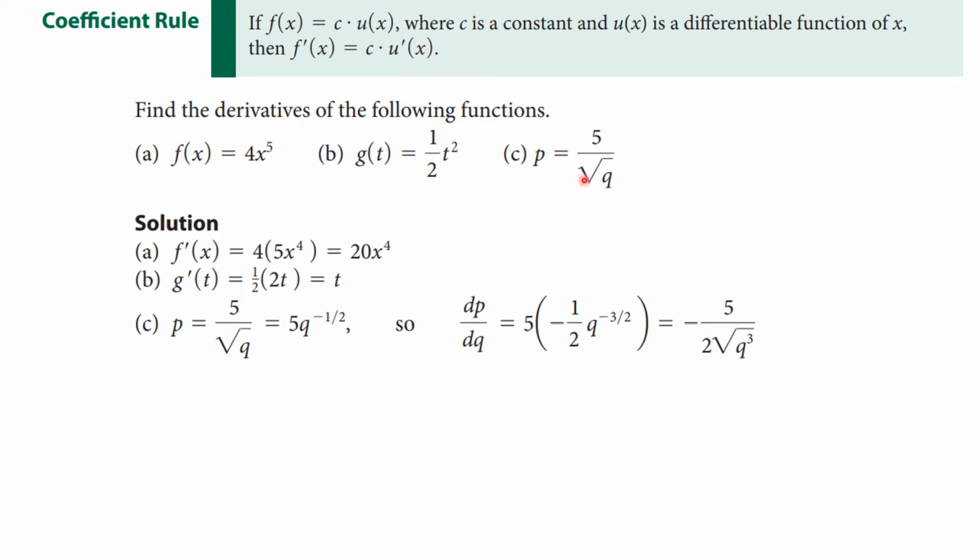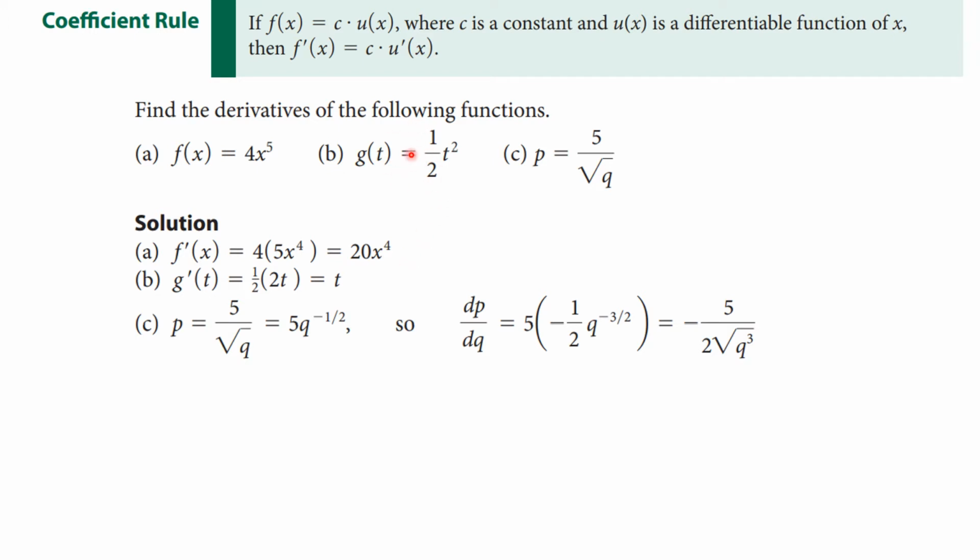So there are some examples. For example, the first one is f(x) equal to 4x to the power 5. Here 4 is the constant number, and this is the function. How do we find the derivative of that function? It will be equal to 4 times the derivative of x to the power 5. Here you have to follow the power rule. So you bring the 5 in front, then x to the power 5 minus 1, which is 4. Then 4 times 5 is 20, then x to the power 4.